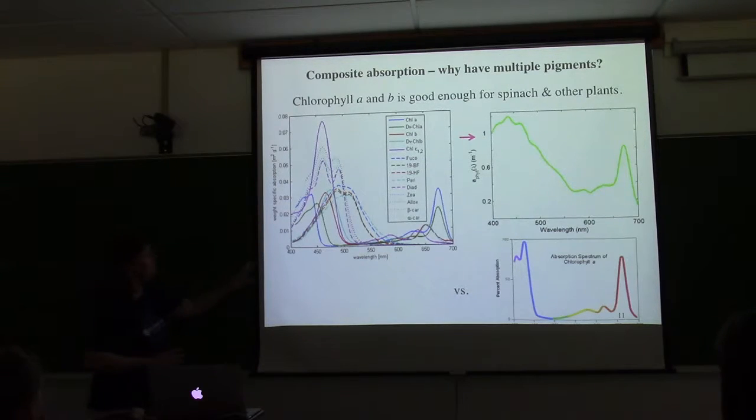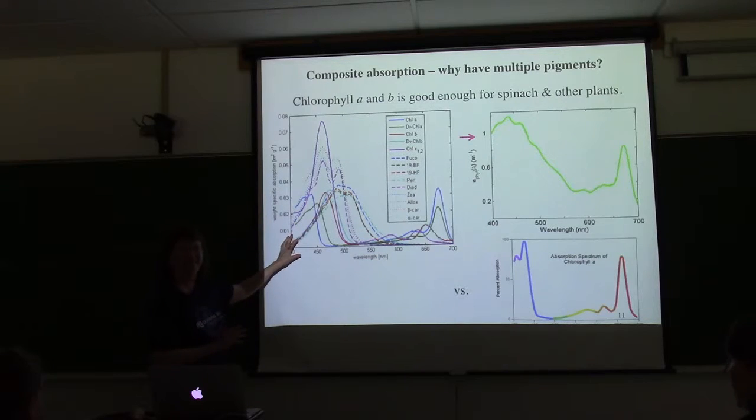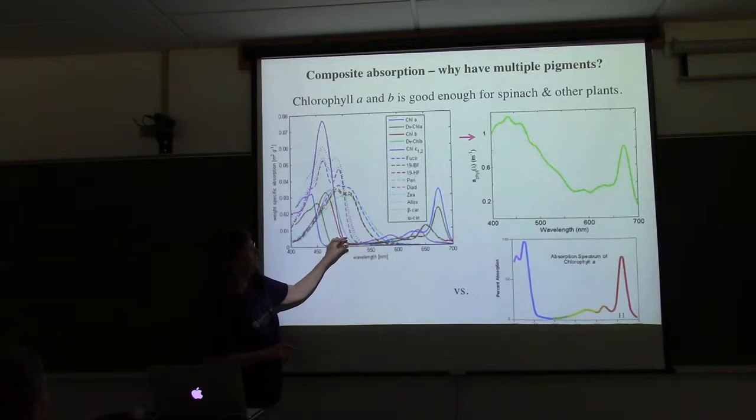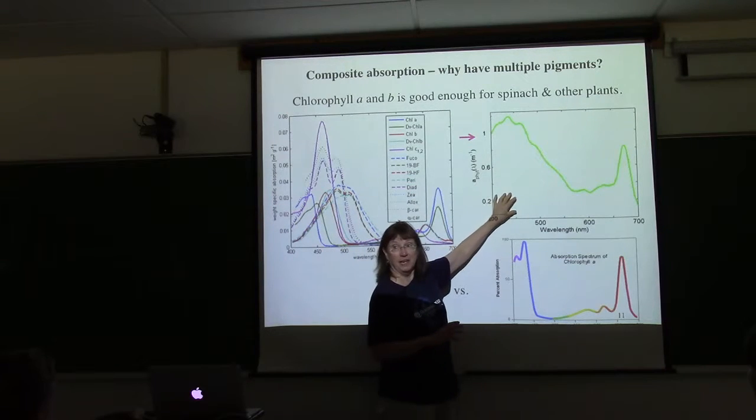Here's a composite, I think from the web book. Did I steal that from the web book? With the absorption spectra of all of these different pigments. Not every species has everything, but the end result is something that looks like this.